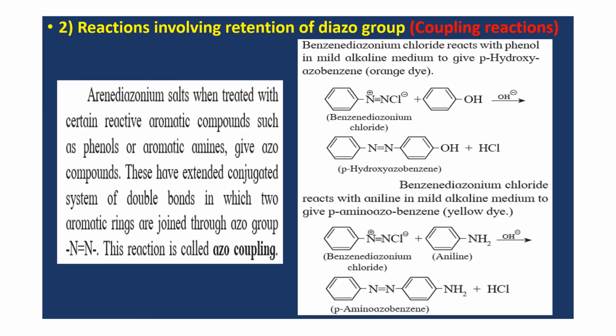para-hydroxyazobenzene is formed. Second, benzene diazonium chloride reacts with aniline. Benzene diazonium chloride reacts with aniline in the presence of mild alkaline medium. It gives para-aminoazobenzene. Here also the hydrogen atom from the amine and the Cl is removed as HCl, and the benzene diazonium group gets attached to aniline, so that it is forming para-aminoazobenzene, which is a yellow dye. So this reaction is the basis of the azo dye industry.